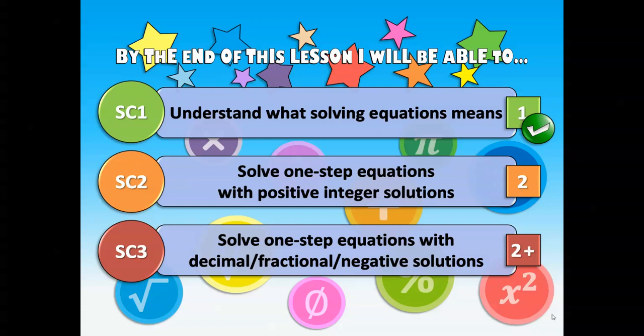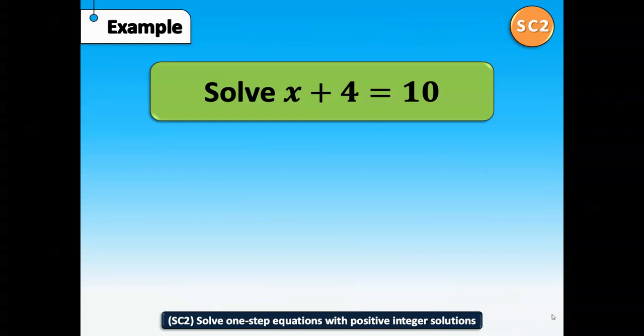So now we're going to move on to success criteria 2, and this is to solve one-step equations with positive integer solutions. So we want to solve x plus 4 equals 10. Now x is just representing a number, and we want to find out what number the letter x represents. So what number, when we add 4 to it, would give us the answer 10?